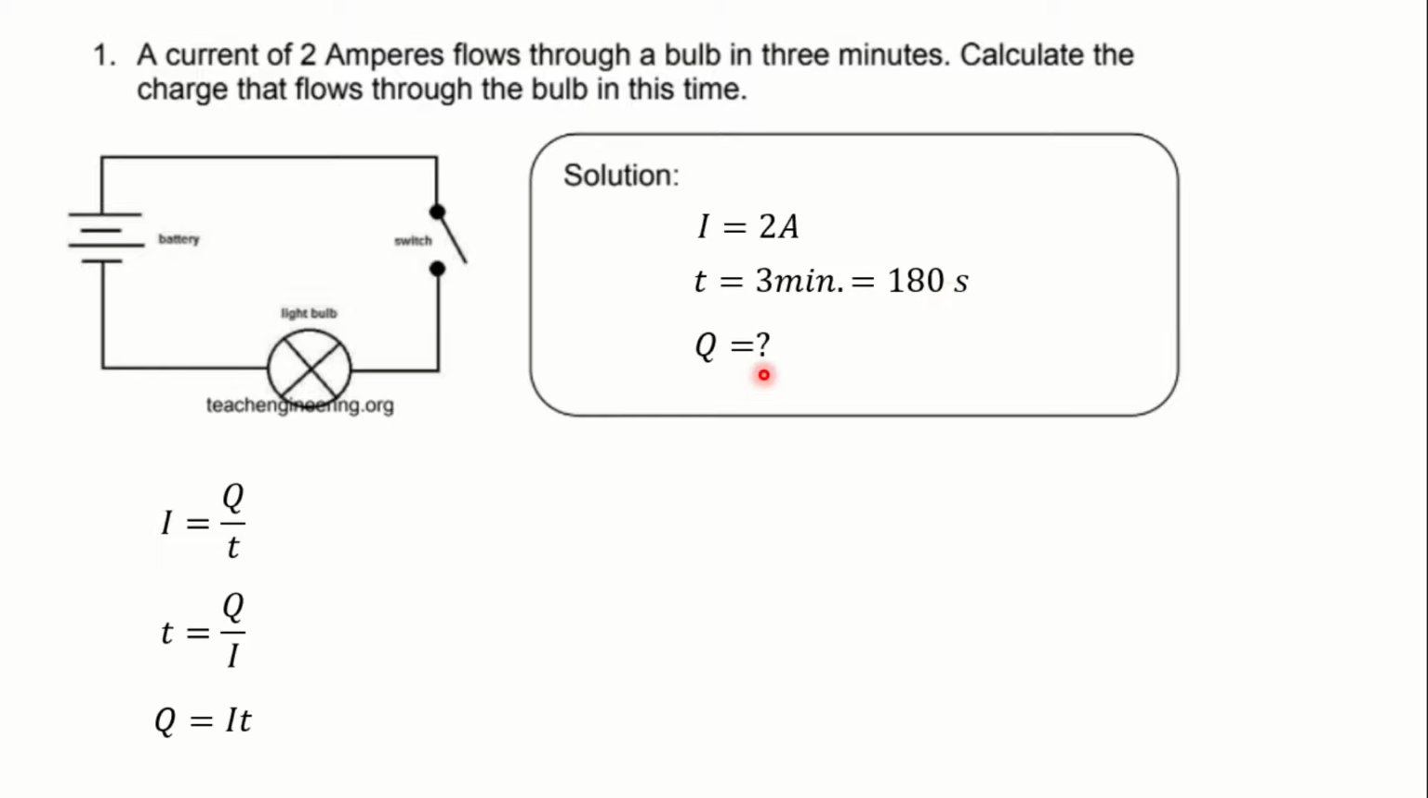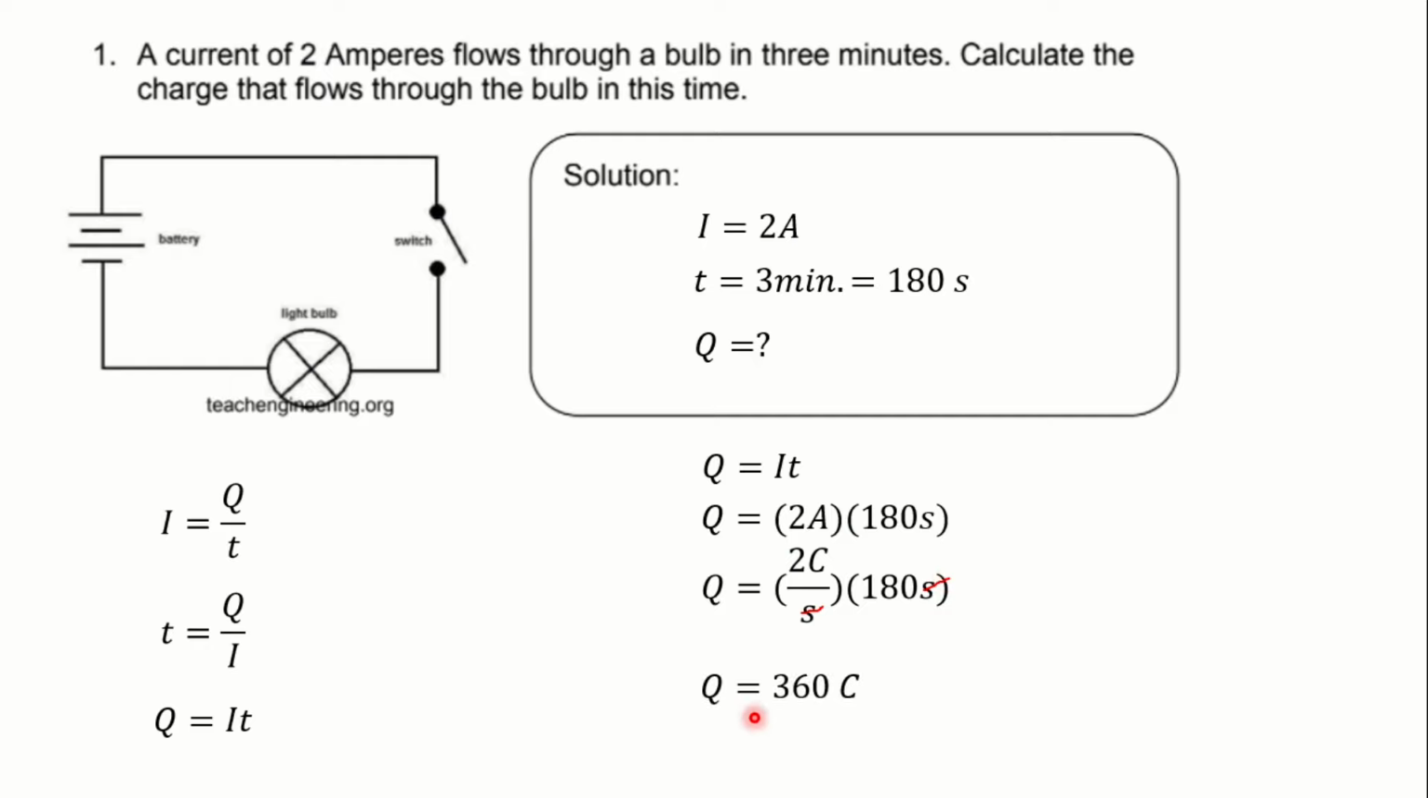We are looking for charge, so let's also put that in symbol. Q is the unknown. Of the equations that we have here on this left side, this one will give us the answer. Charge is the product of current and time. Let's replace I with 2 amperes, then the time with 180 seconds. And then remember that ampere is equal to coulomb divided by second. With that, we can cancel second. We are left with C or coulomb as the unit. So the charge is 360 coulombs.